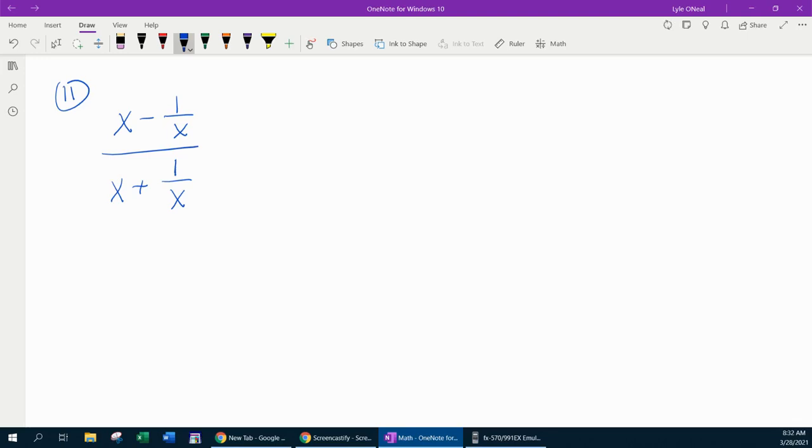Next example, number 11, another complex rational expression, but this time there are two terms in the numerator and two terms in the denominator, so I'm going to take a different approach than I did in the previous example.